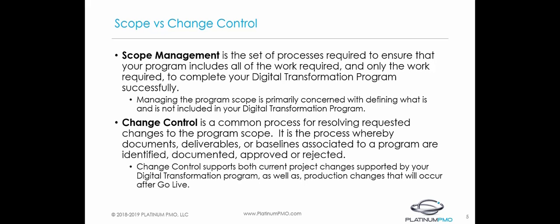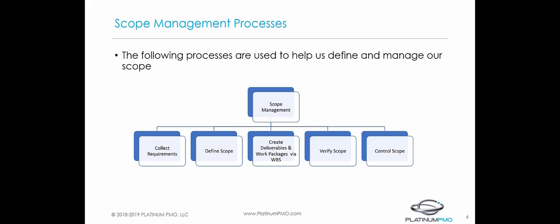Managing the program scope is primarily concerned with defining what is and is not included in your digital transformation program. Change control is a common process for resolving requested changes to the program scope. It is the process whereby documents, deliverables, or baselines associated to the program are identified, documented, approved, or rejected. Change control can support both project changes supported by your digital transformation program, as well as production changes that occur after go-live.